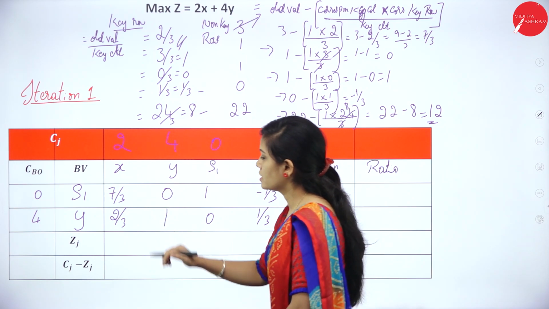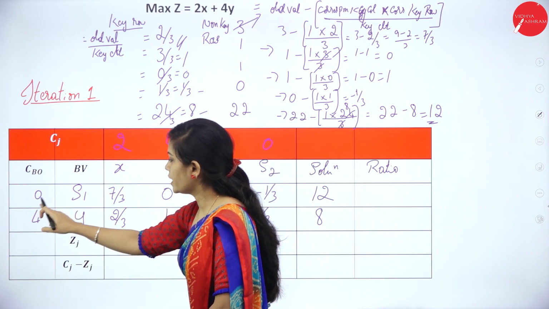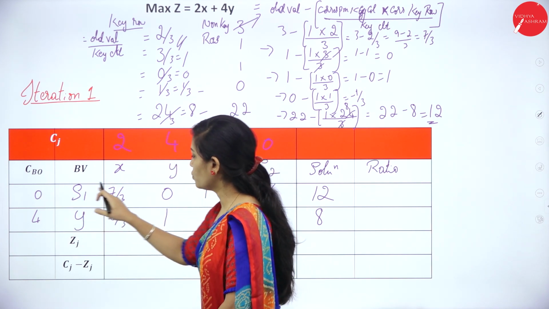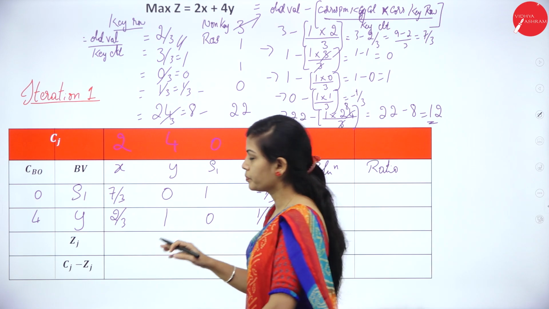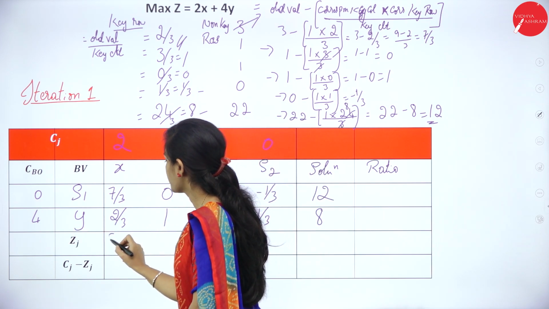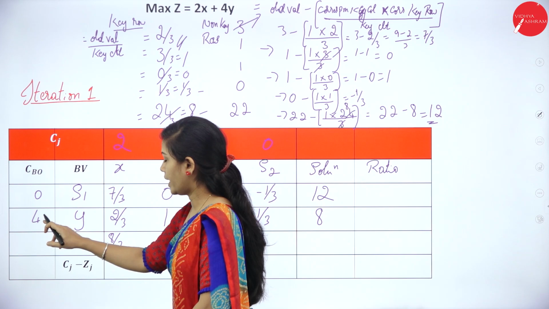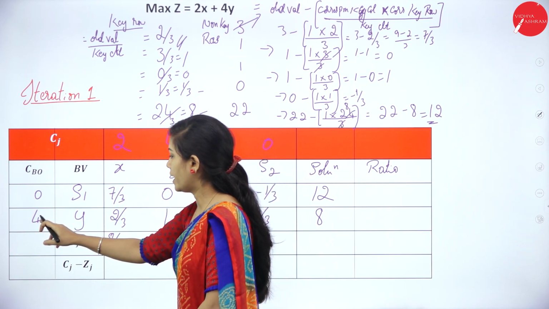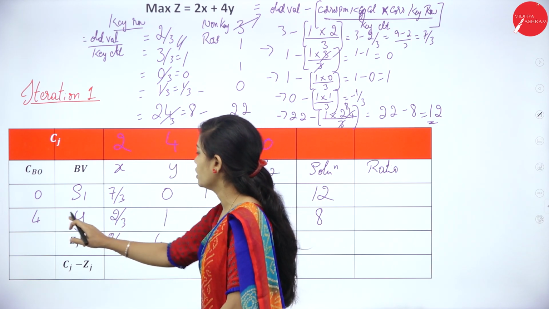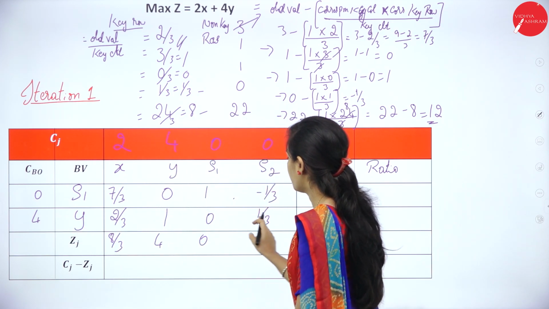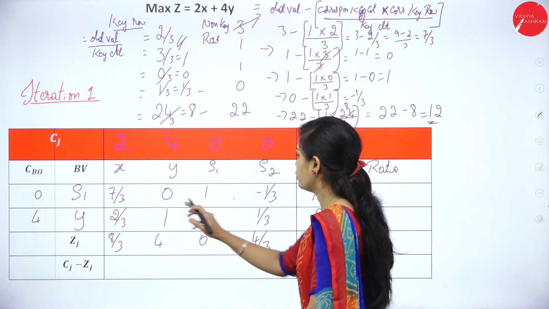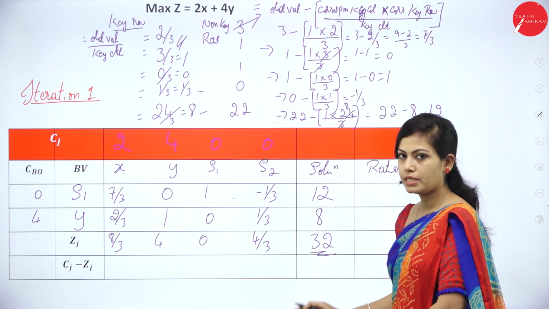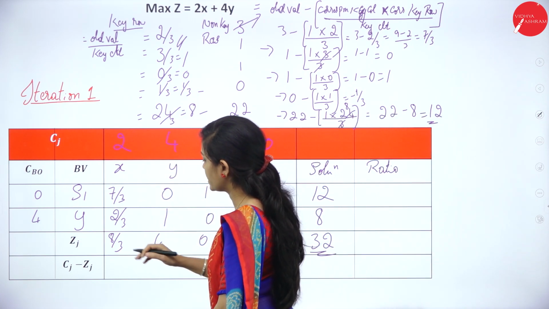Again you can find the Zj value. So what is Zj? 0 into 7 by 3 plus 4 into 2 by 3. 0 into any number is 0 only. So 4 into 2 by 3 is 8 by 3, and 4 into 1 is 4. 4 into 0 is 0. 4 into 1 by 3 is 4 by 3, and 4 into 8 is 32. So this is your Zj value.